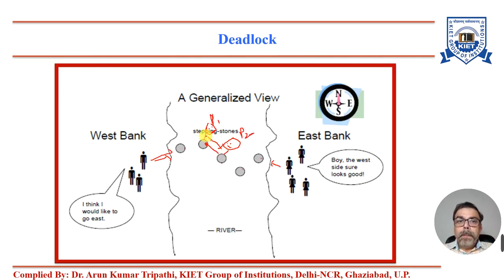So this is the person P1 and this is the person P2, and these are the stepping stones S1 and S2; I am considering two stepping stones. It is not possible for P1 and P2 both to stand on the single stone, S1 or S2. P1 could push back P2 and take the stepping stone, or vice versa, P2 pushes P1 and takes the stepping stone. Such a situation is known as deadlock.